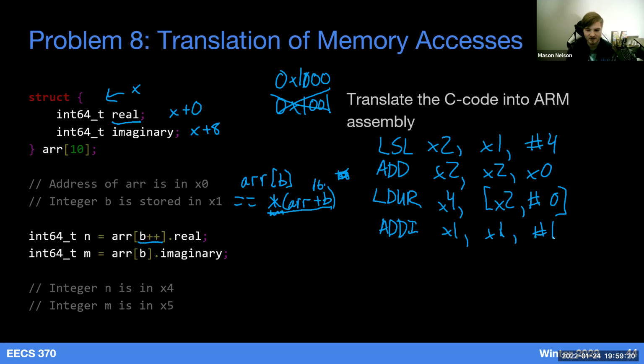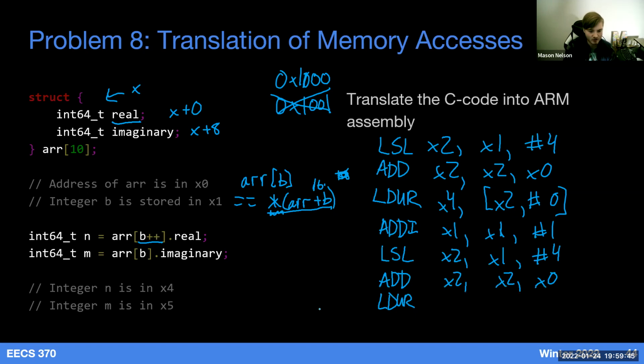And now we're going to do the exact same thing. We're going to left shift x1 into x2 by 4 to do our pointer arithmetic. We'll have to add that result to array. I'll just store it again in x2. And then this time when we do our LDR into x5, we will have to use 8 as an offset in order to access the imaginary part. And so that's what that would look like.